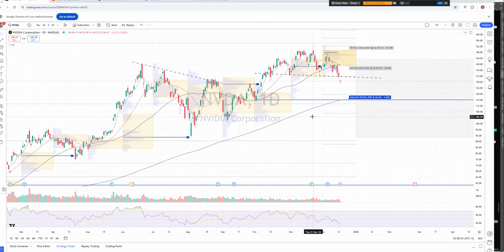So again, why am I outlining areas above and below? Because as traders, you should be a risk manager, not just out there making calls. So I'll leave it there for now, but that's my quick thoughts on NVIDIA. I'm in no rush.